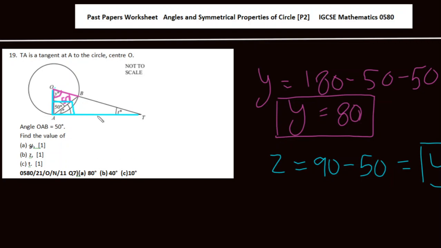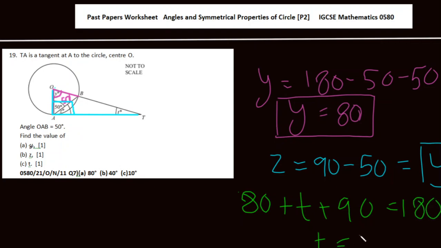And next we need angle t. So the angle t can be found by using sum of interior angles of a triangle equals 180. So now we know y is 80 plus t plus 90 equals 180. So t is equal to 10.